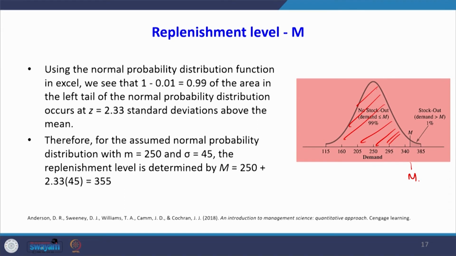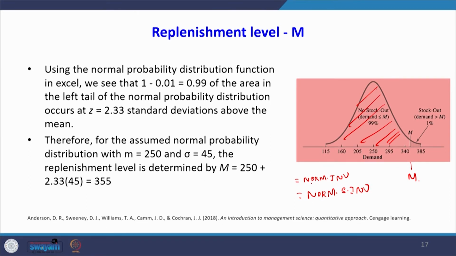Now, this I am going to explain with the help of Excel. If the area of left hand side is 0.99, what is the m value? You remember there are two ways which I told you. What are the two ways? There are two functions in Excel. One is NORM.INV, another one is NORM.S.INV.